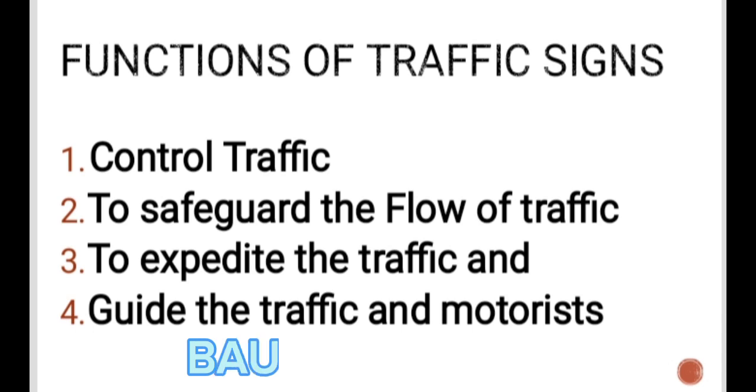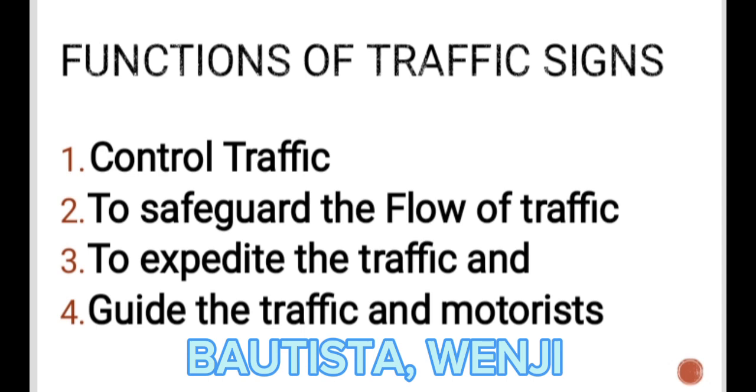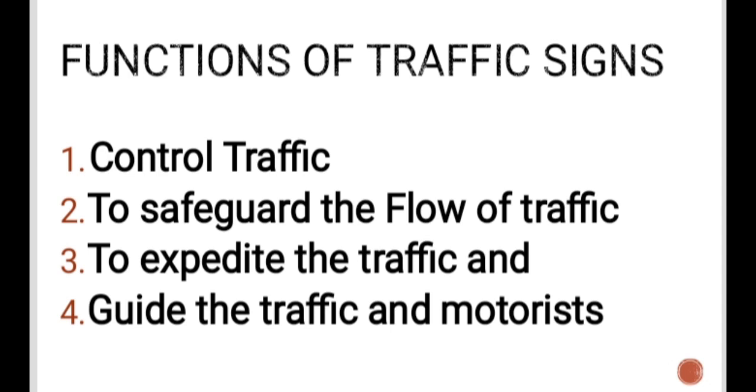Functions of traffic signs. First, control traffic, or traffic control. This is supervision of the movement of people, goods, or vehicles to ensure efficiency and safety. Example, road signs. Road signs are one of the most important traffic control equipment used to divert vehicles, display speed limits, and inform drivers when they must stop.